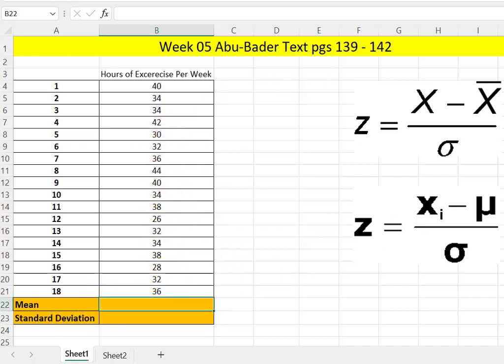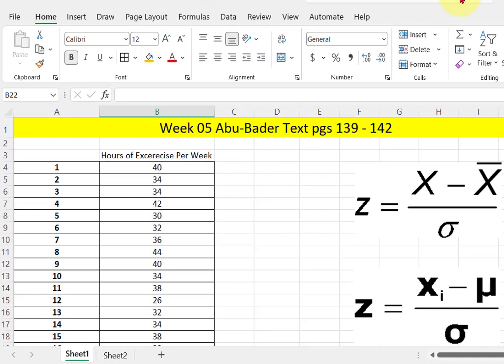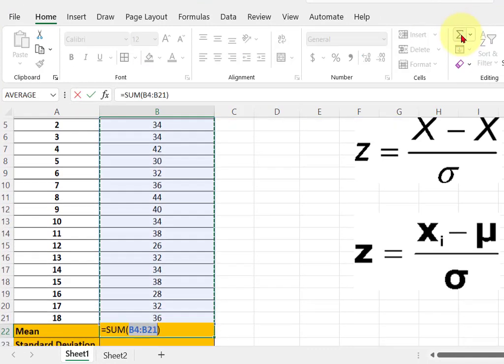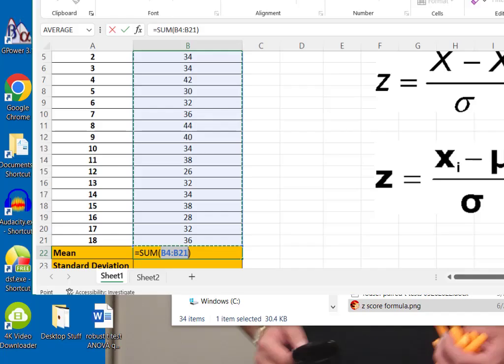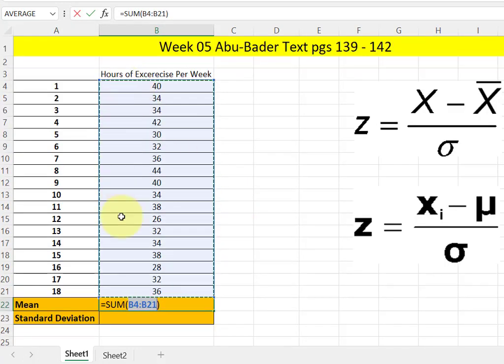I'm going to go up to auto sum. Let me bring it down here so you can see it. Auto sum, that's this guy. Boom. And it asks you, what do you want to auto sum from? Usually it gets the right ones, but not always. Always double check to make sure it's highlighting the right ones. And that's the sum. And then how do you find the average? You divide the sum by the number there were. So there were 18. I'm going to take that number and divide it by 18.